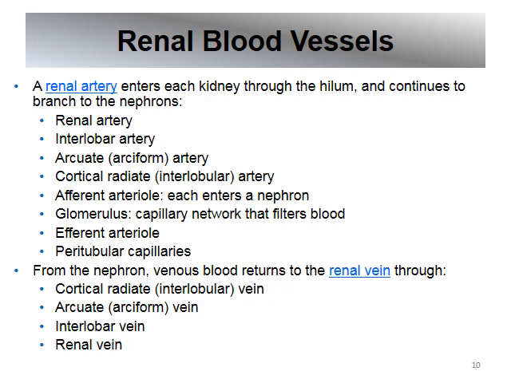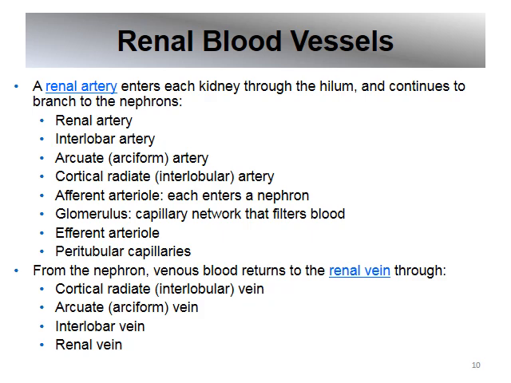Okay, so the renal blood vessels. The renal artery is going to enter the kidney through the hilum. As far as this list, you need to know the renal artery. You do not need to know the interlobar artery, the arcuate artery, the cortical radiate artery. You do need to know that the afferent arteriole is going to bring blood to the nephron. The glomerulus is the capillary network where the blood is filtered. The efferent arteriole leaves the glomerulus, and then again, you don't need to know the peritubular capillaries.